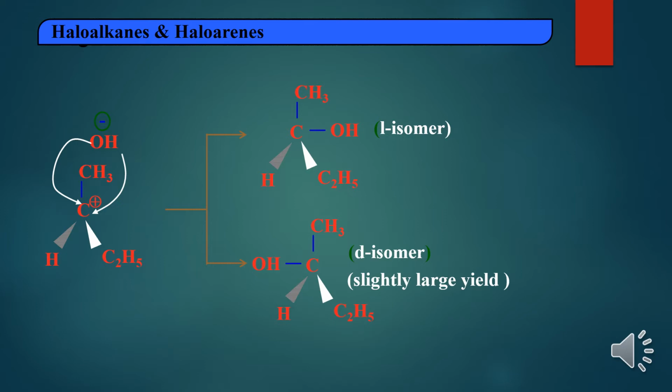Dextrorotatory and levorotatory. The L isomer is the retention of configuration and the D isomer is the inversion of configuration. So the nucleophile attacked exactly opposite to where the halogen is attached. That is the D isomer, that is the inversion of configuration. Then if the nucleophile attacks the same side where the halogen was there, at the same place it is attached, it is called retention of configuration.